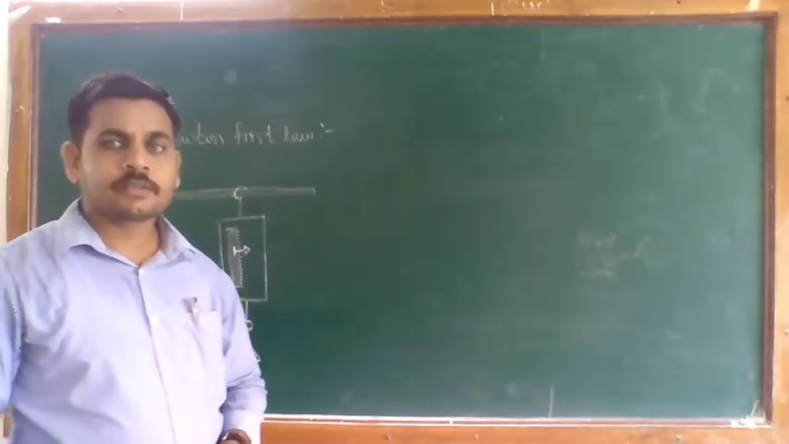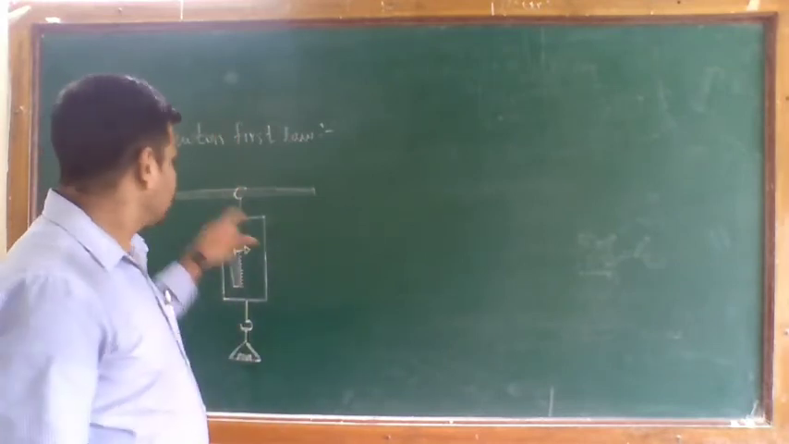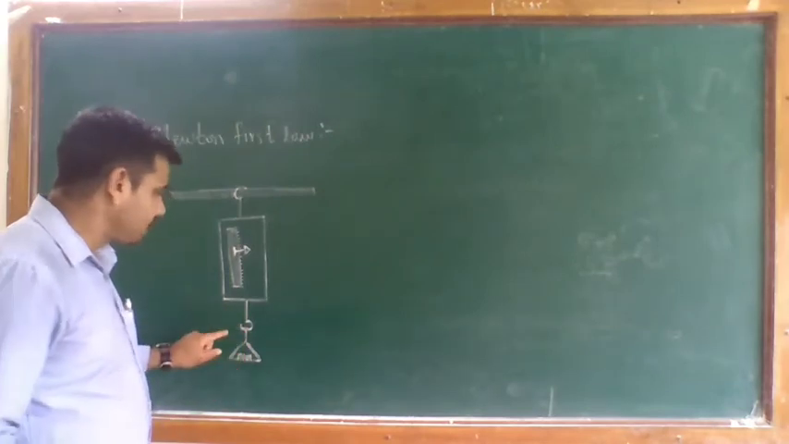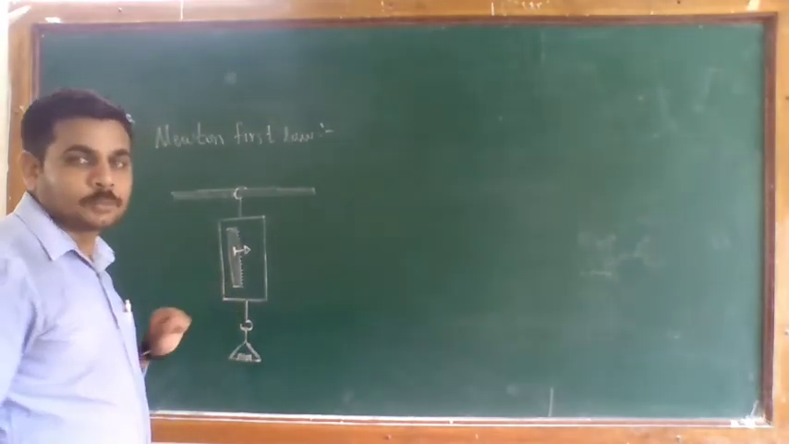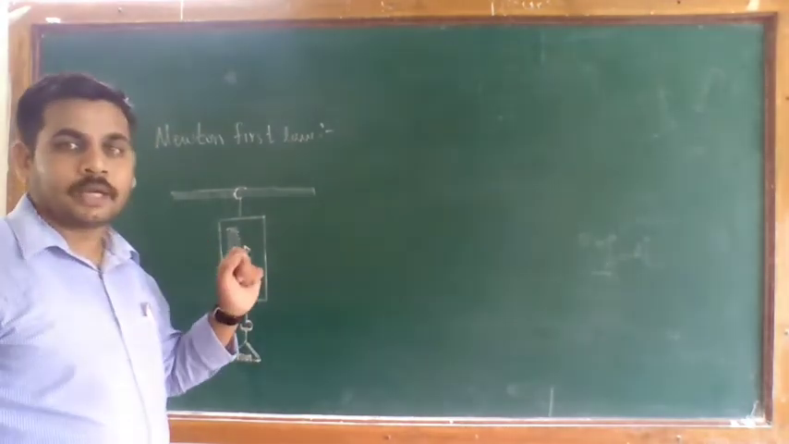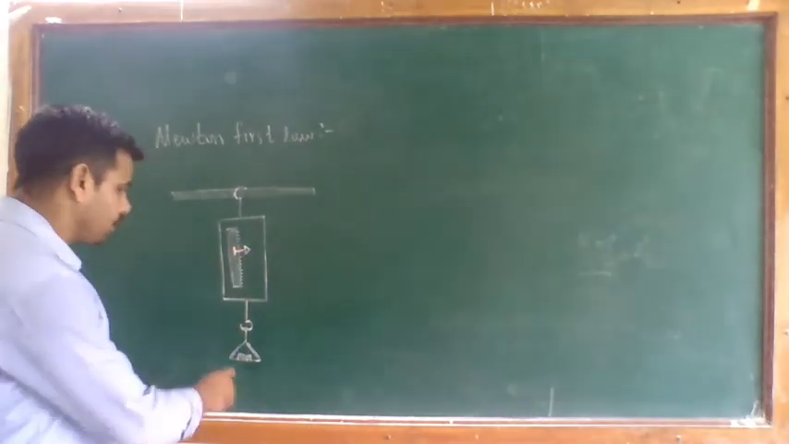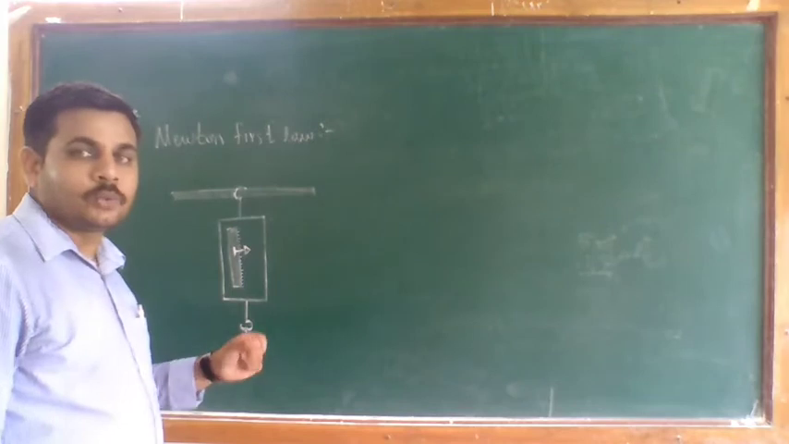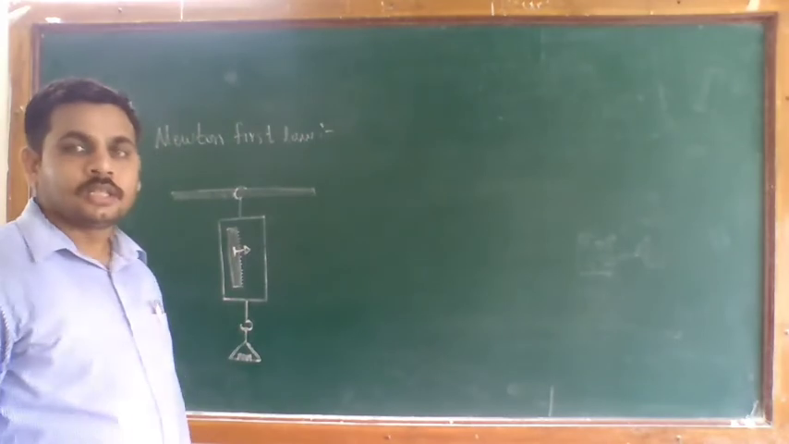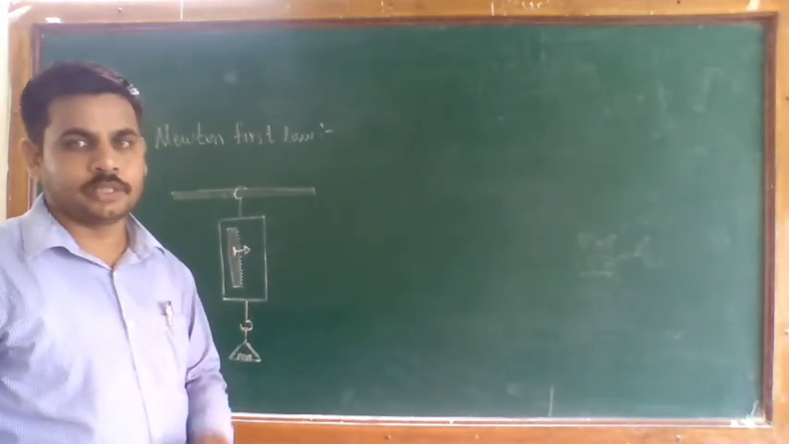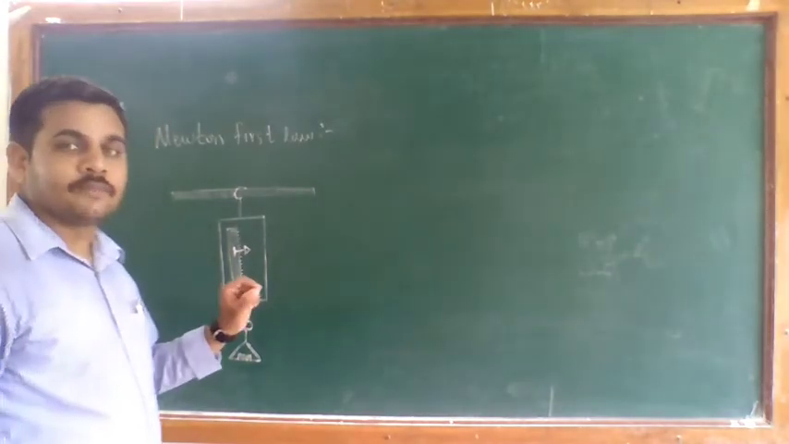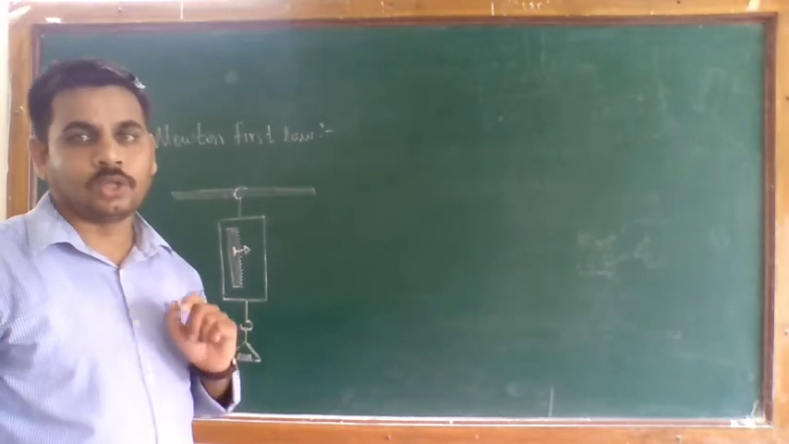Here we again consider one small example, the weighing of an object. You know that your object is suspended from this spring. I think in your home there is an old weighing pan. In that, we can suspend the object from this spring, and the spring gives us the exact weight of the object. Basically, here we are using Newton's first law.